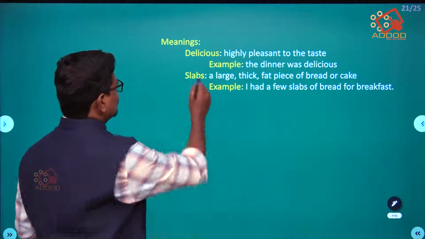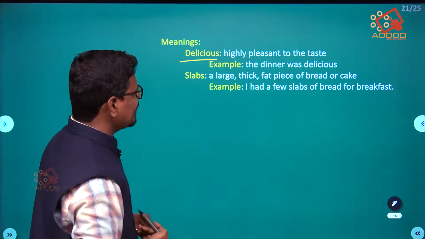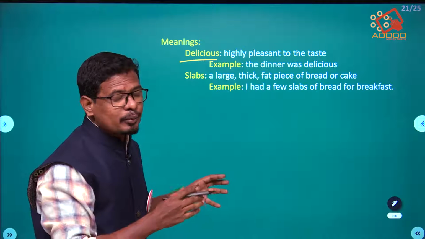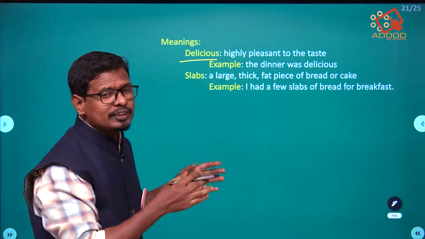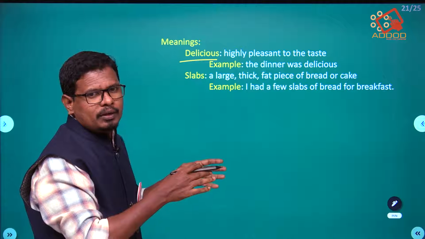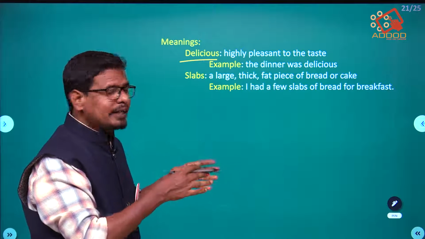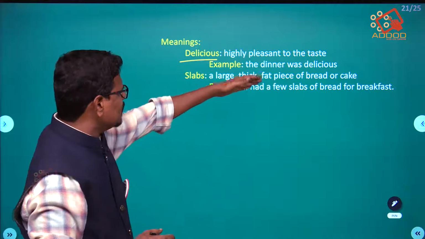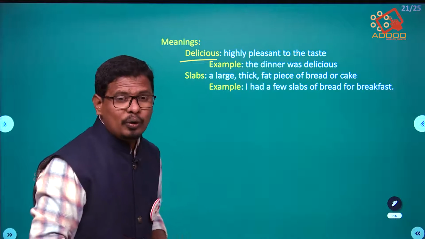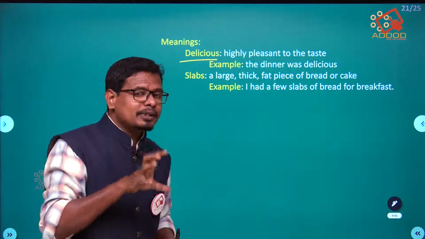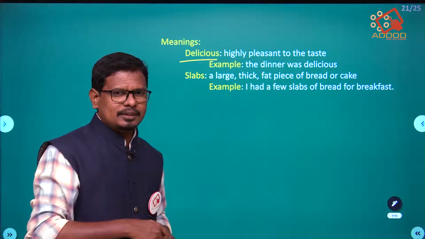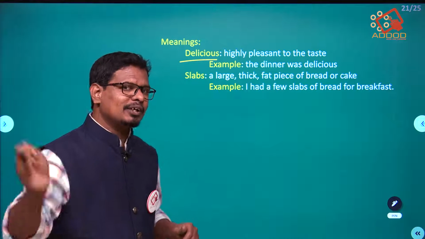So you have the meaning: delicious, highly pleasant to the taste. Example: the dinner was delicious. We went to Paradise, the dinner was delicious. We went to Swagat, the dinner was delicious. Yeah, highly pleasant or tasty. And above all, the food that has been prepared by my mother is delicious. That is more delicious than all other restaurants.